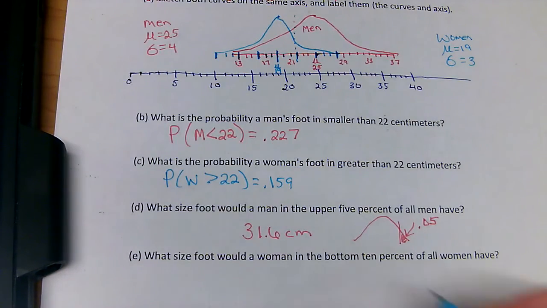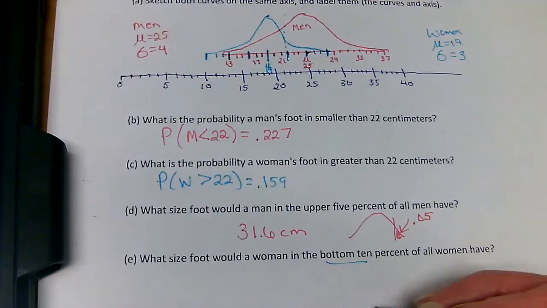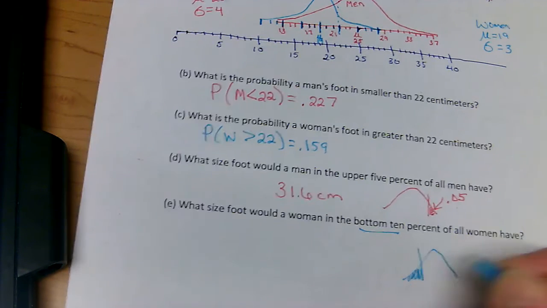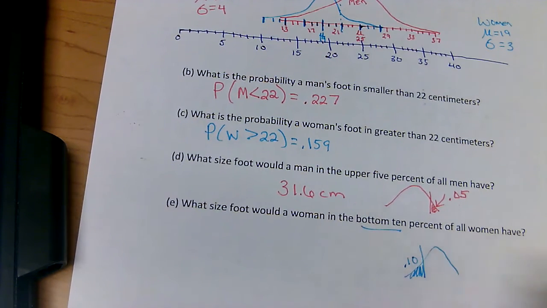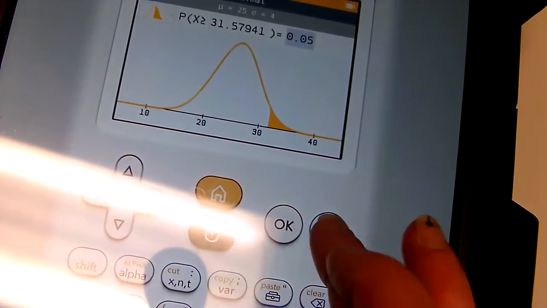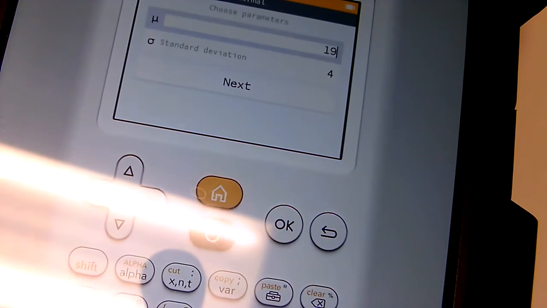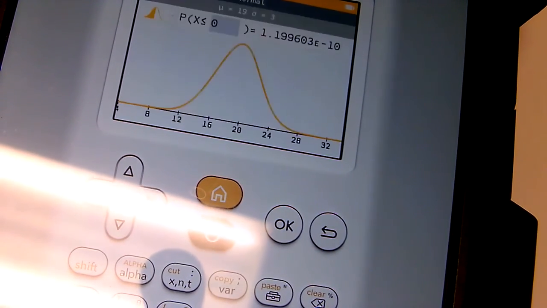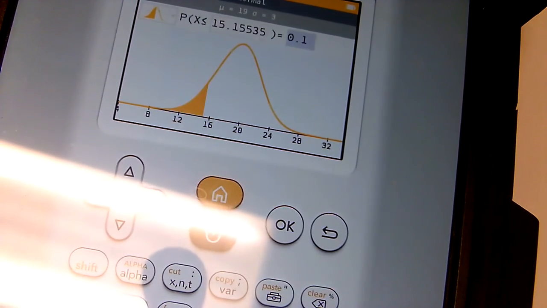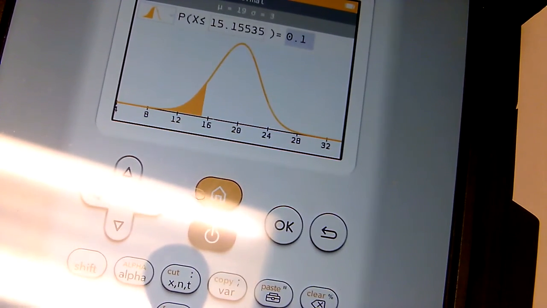What size foot would a woman in the bottom 10% have? So bottom 10% would be down here. So I need to change it back, 19, 3, bottom 10%, 15.16.